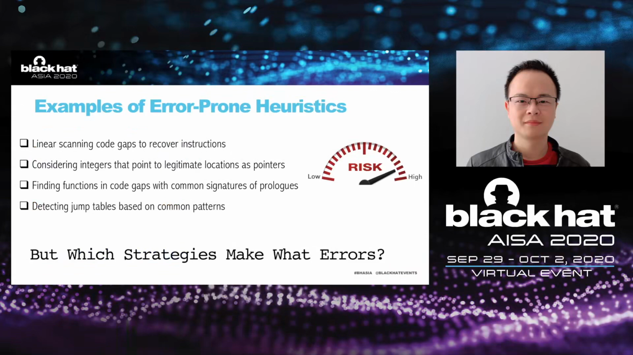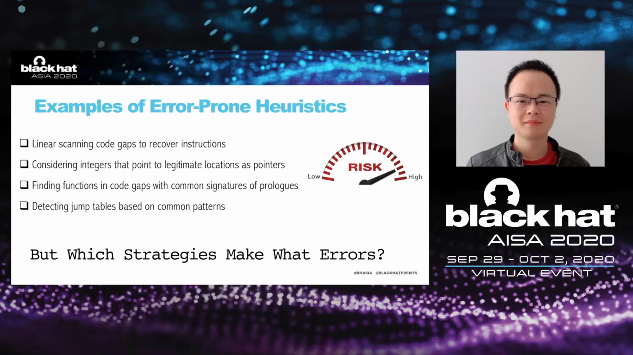Here, we listed several examples of the error-prone heuristics. For instance, tools like Angr will linearly scan the code gaps left over by recursive disassembly. It can easily introduce errors when encountering data in code. For another example, tools like Ghidra would consider integers that point to legitimate locations as pointers, which by intuition could make a lot of mistakes.